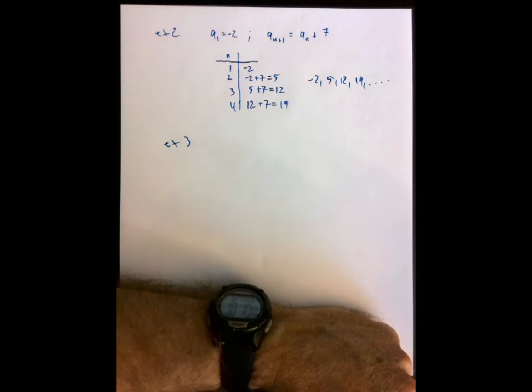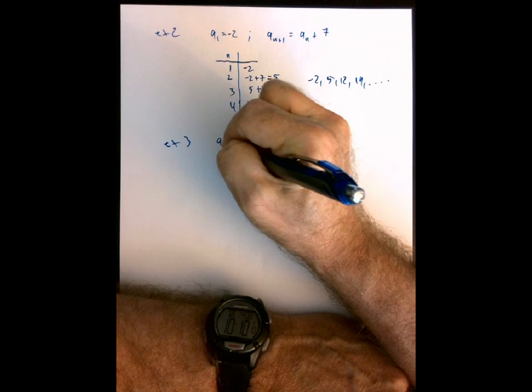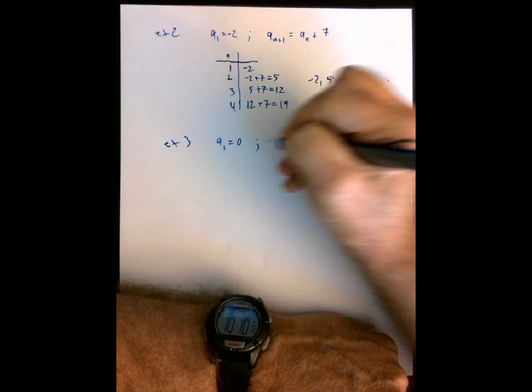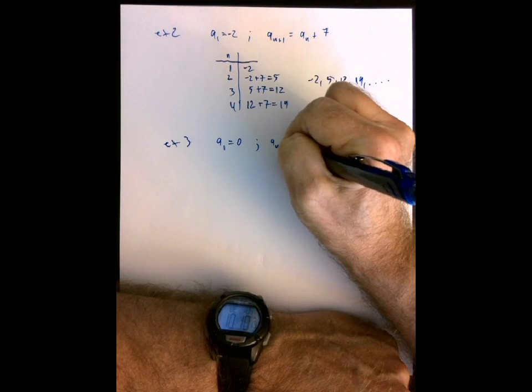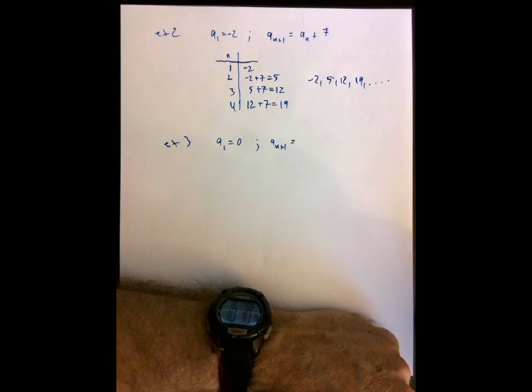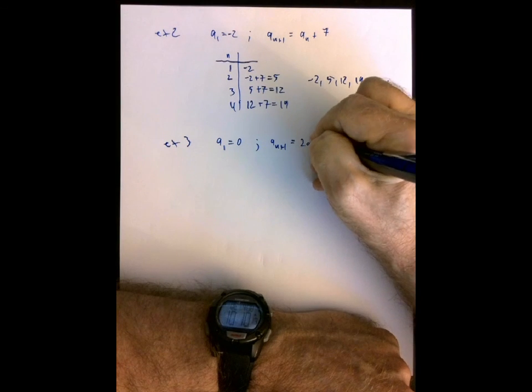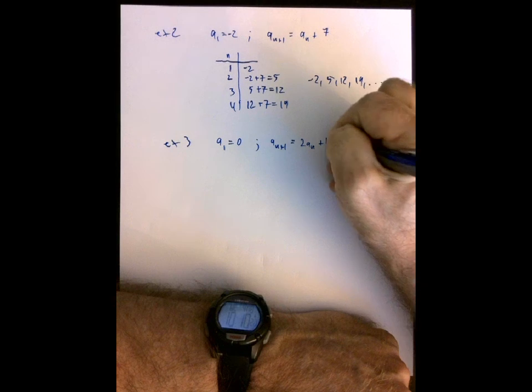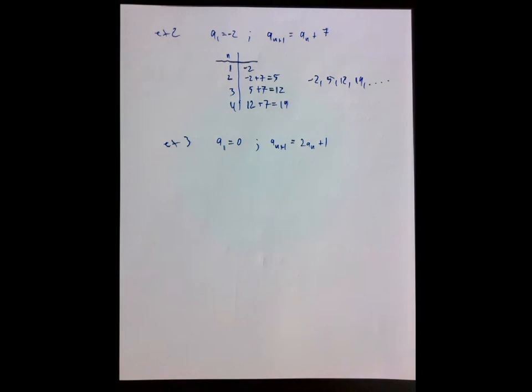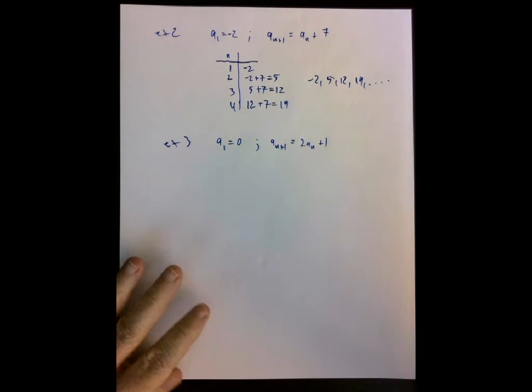And I'm going to say, what if a sub 1 is equal to 0, and a sub n plus 1, the next term along, would be 2 times a sub n plus 1. Now, put the video on pause here and see if you can generate what the next terms in the sequence would be. Okay, so let's see how that goes.